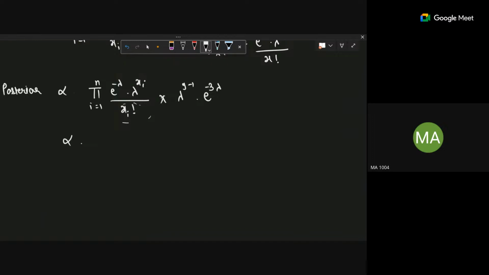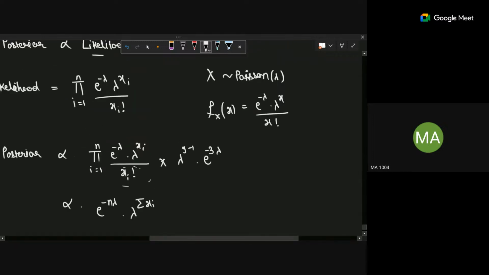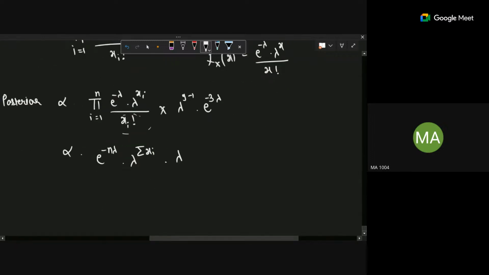How many times? N times, because n products are there. And what about this? Lambda raised to the power xi will be lambda power summation xi, right? Exponential quantities. And lambda power 8 here, or instead of 8, I should write alpha minus 1. Alpha and beta is also fine. Alpha minus 1 and here beta. Okay.